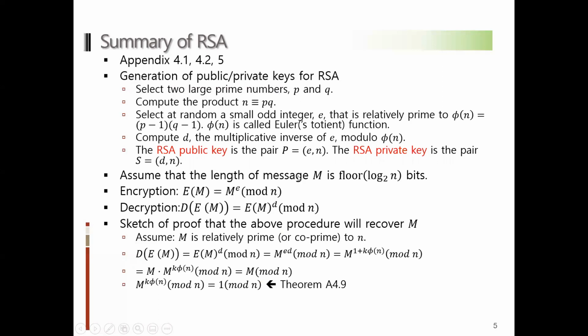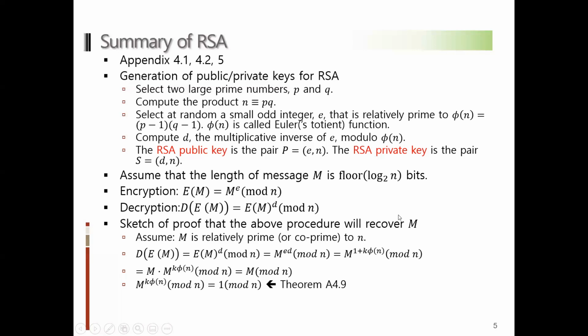Once you decide the message M, you calculate M to the power of E, and obtain the remainder with respect to N, and then this value will be transmitted over the open network. And once Bob receives this value, he calculates the power of this value to the D, and obtains the remainder with respect to N. Then Bob is supposed to recover the value M.